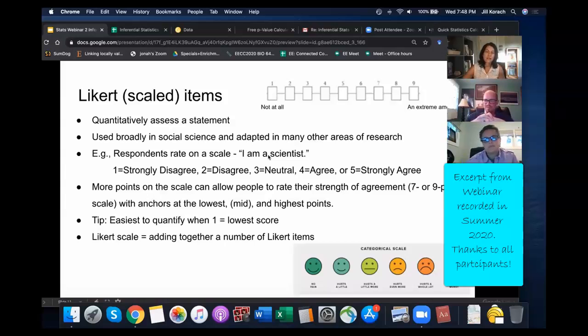Just a quick tip, if you're utilizing this, it's always easiest to quantify when 1 is the lowest score, so that mathematically your brain will wrap around it a little bit easier. Sometimes people have a sequence of 10 questions and they'll have the responses to each of those questions, 6, 7, 1. And you can add up those scores and maybe be able to form some groups from that.